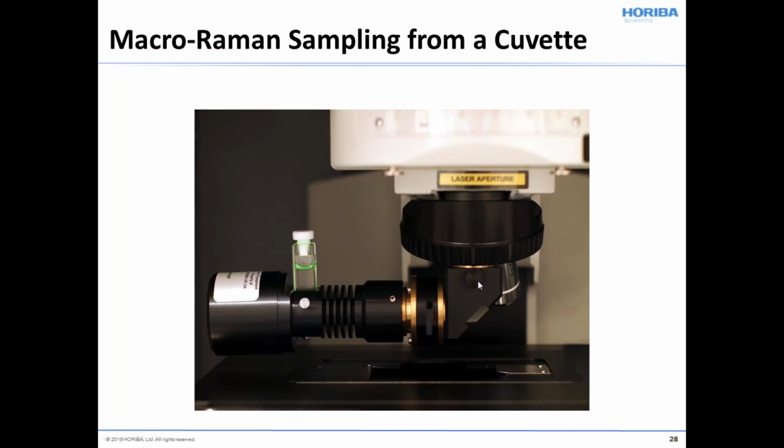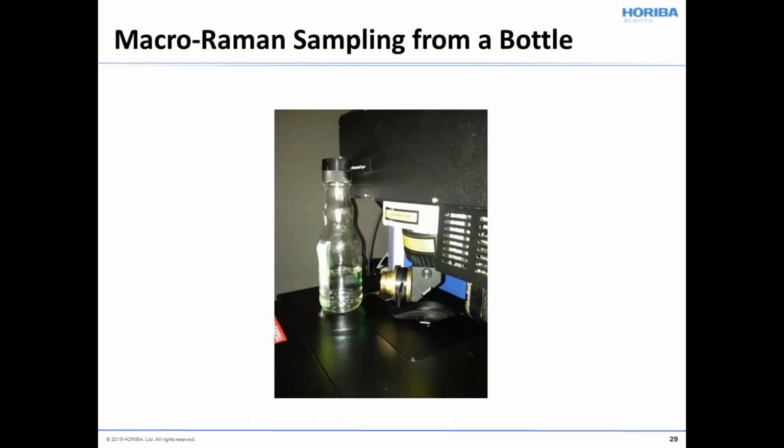So replace a microscope objective with this macro sampler, and the laser beam comes to a focus right in the middle of this cuvette. And so it makes it very easy to do quantitative analysis of, let's say, solution chemistry. You can also put in this vial a very small amount of liquid and then detect the headspace if the laser beam passes above the liquid.